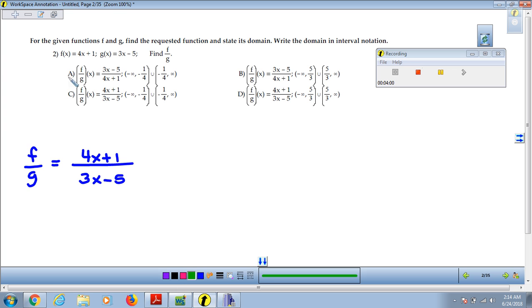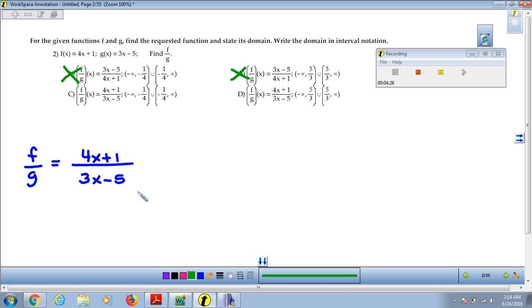So the first one, A, no, right? Simply because it's flipped. Could be C, could not be B, so we're between C and D. To figure out which is the right one, we need to find the domain of this combination. I should say combination, not composition. Composition is when you substitute one function into the other. Here we're doing a combination. A combination of two functions is when you add, subtract, divide or multiply two functions. Substitution of one function into another is a composite function, a composition, and that's a different thing.